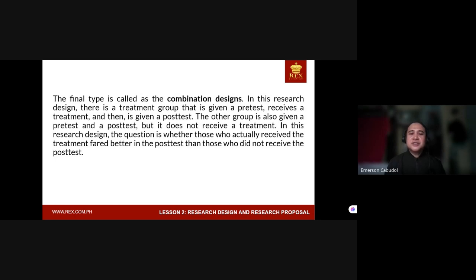The research focuses on comparing the post-test scores of the two groups to see if the treatment group performed significantly better than the control group, indicating the level or extent of the treatment's effectiveness. This design helps control for confounding variables and provides stronger evidence of a causal relationship.